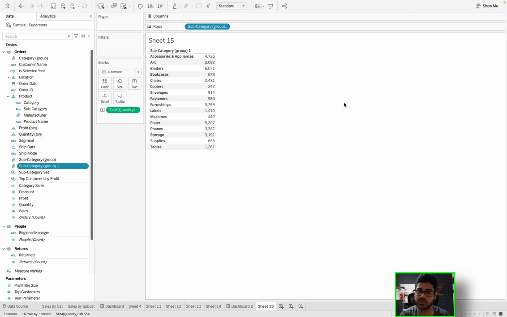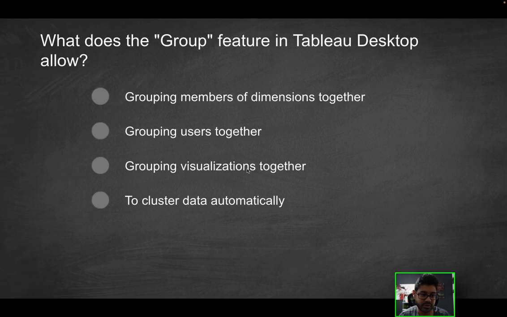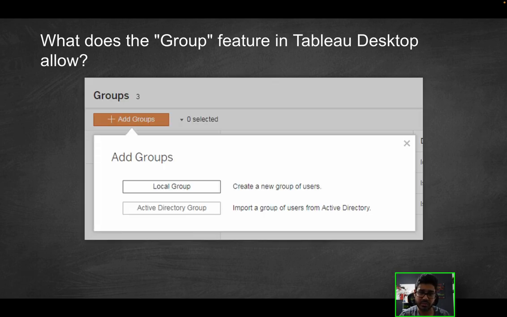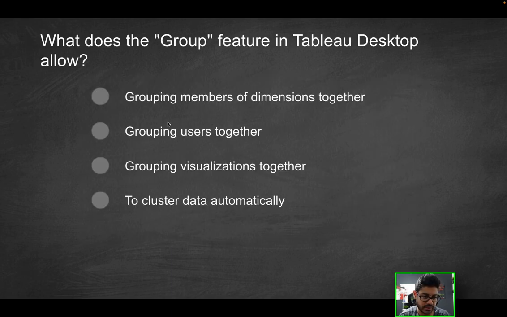So what does it do? It's a way to group members for a given dimension, in this case, subcategory. In contrast to the other options here, does it group users together? No, that's more of a Tableau Server administrative functionality. If I remember correctly, the term used there would be something like local group, if you were to set up a custom group of users to set up access. And I think the alternative would be Active Directory, so that it would automatically sync to your Active Directory profile. So that's not going to be the solution.